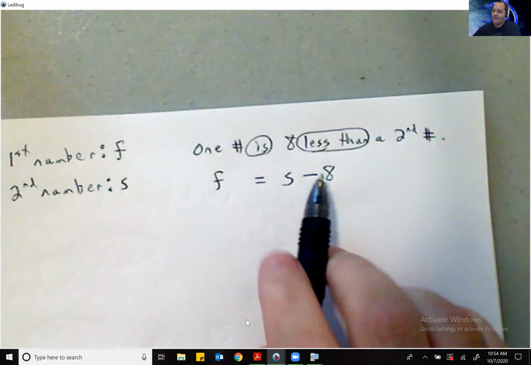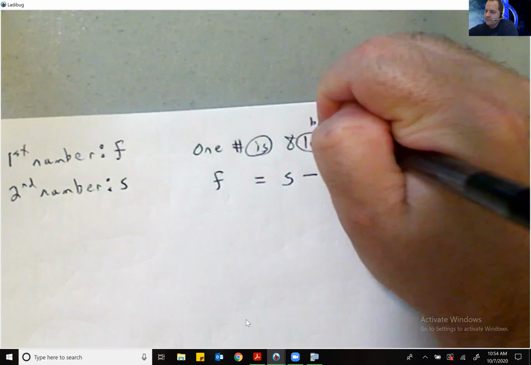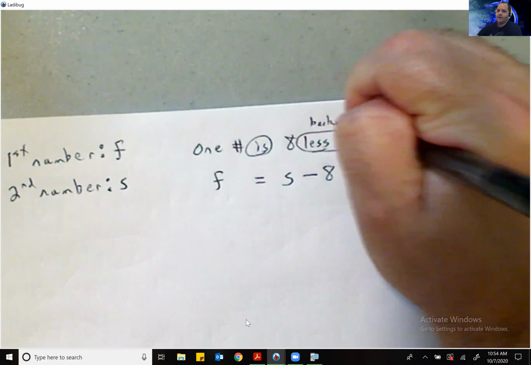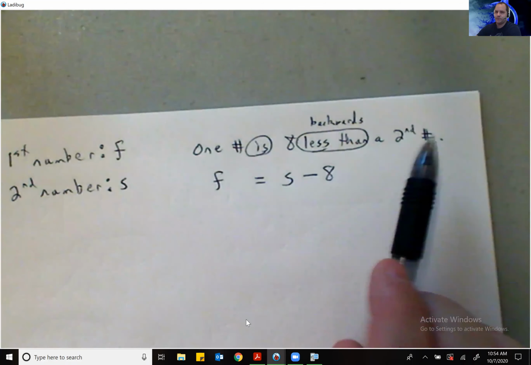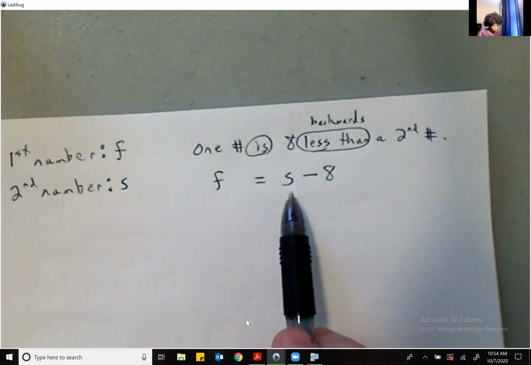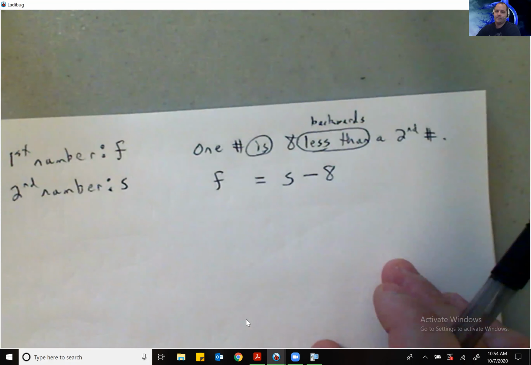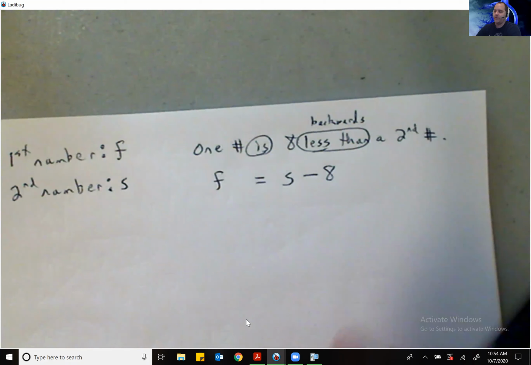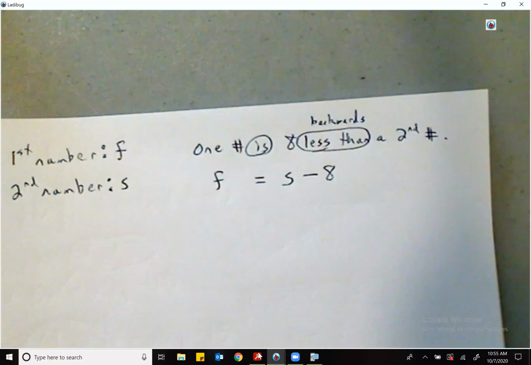Remember that with "less than," it's written backwards. This comes second, this comes first. It's backwards. So if you put 8 minus S, you're going to end up with the wrong answer. So there's one of our equations. That's the first one.